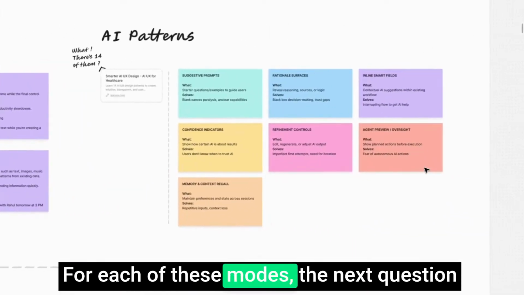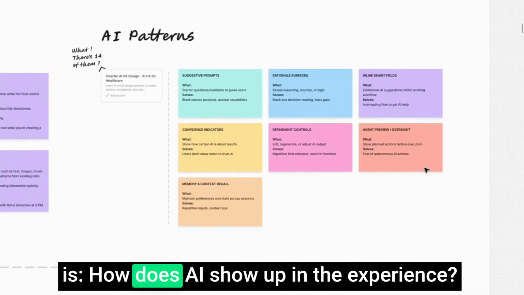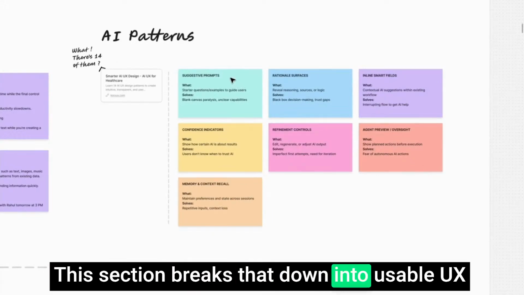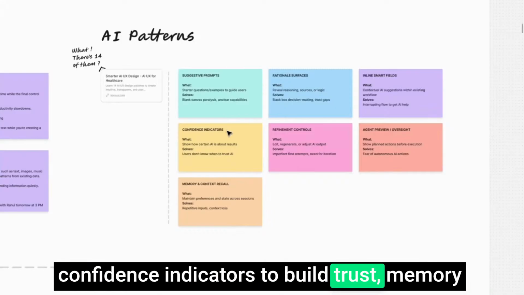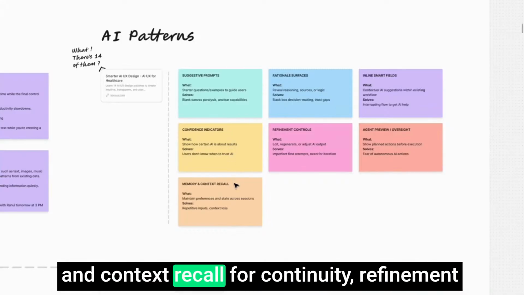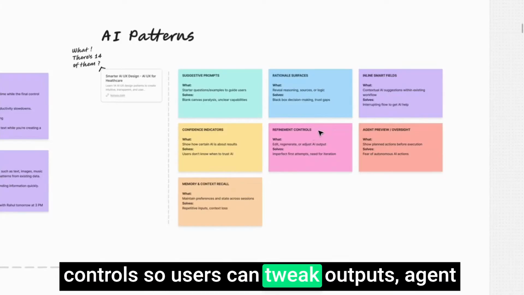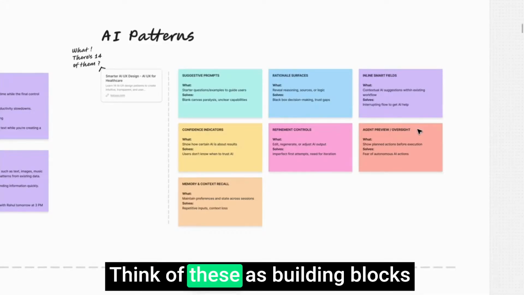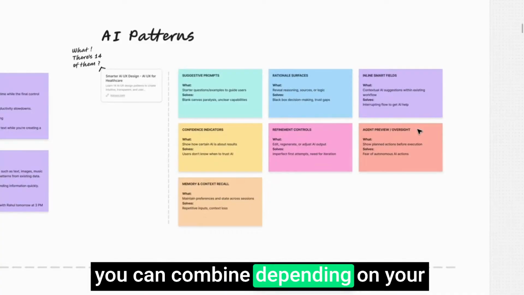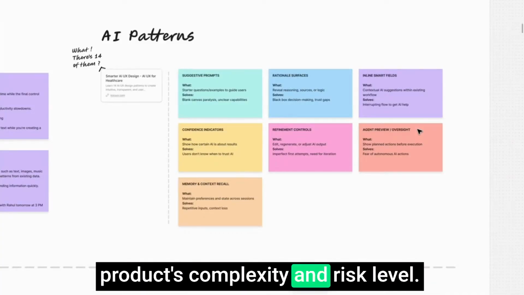For each of these modes, the next question is, how does AI show up in the experience? This section breaks that down into reusable UX patterns like suggestive prompts to guide users, confidence indicators to build trust, memory and context recall for continuity, refinement control so users can tweak outputs, agent previews and oversight for transparency, etc. Think of these as building blocks you can combine depending on your product's complexity and risk level.